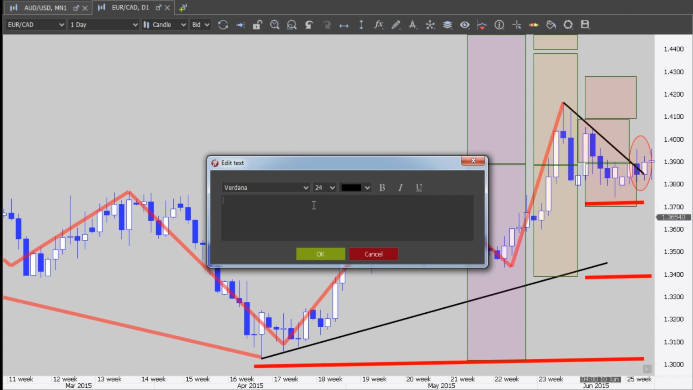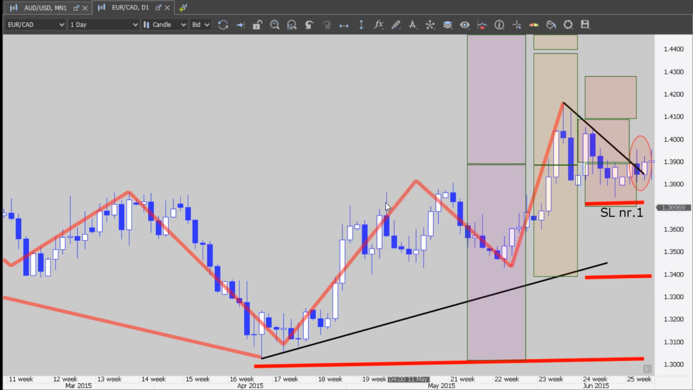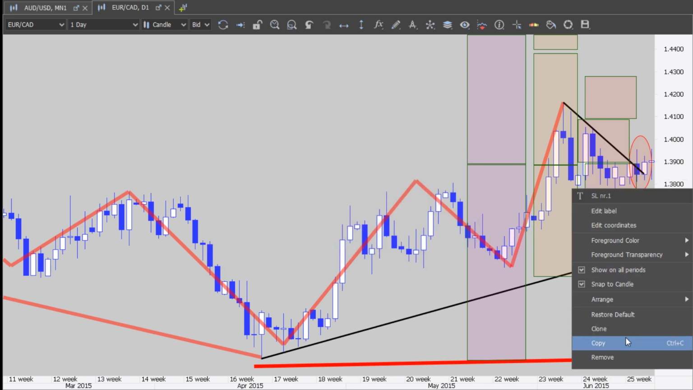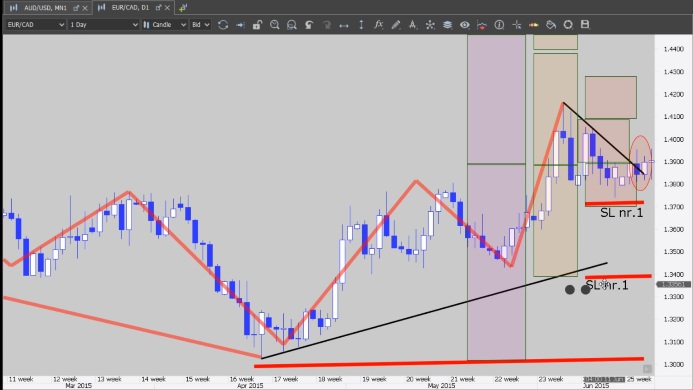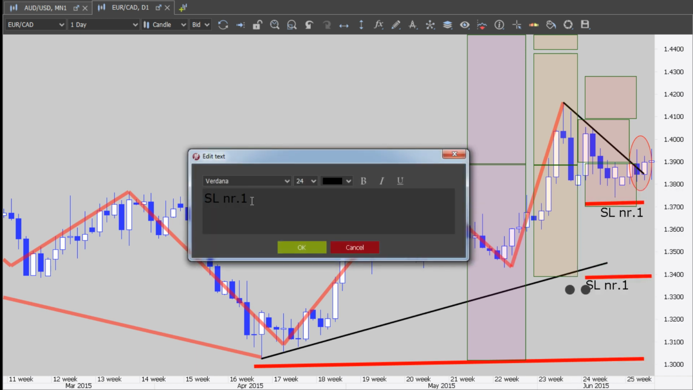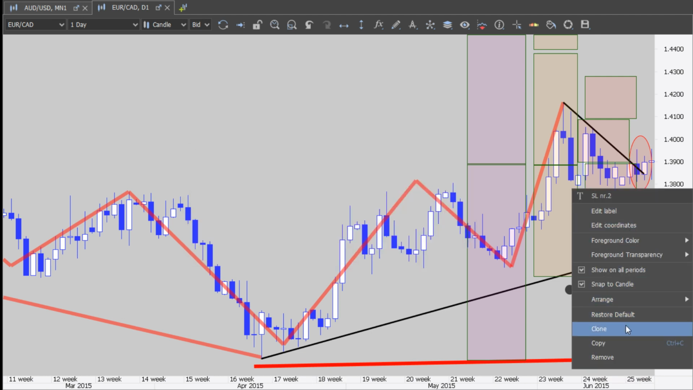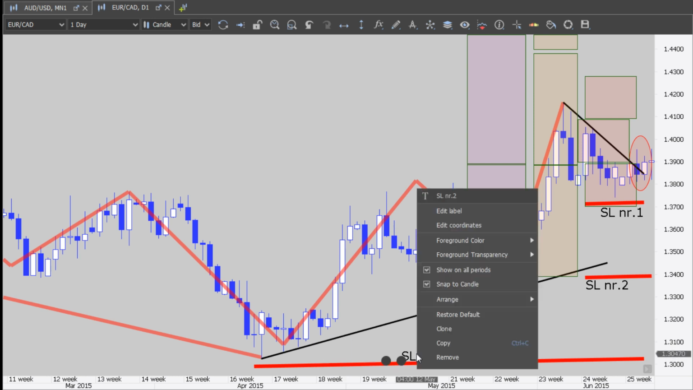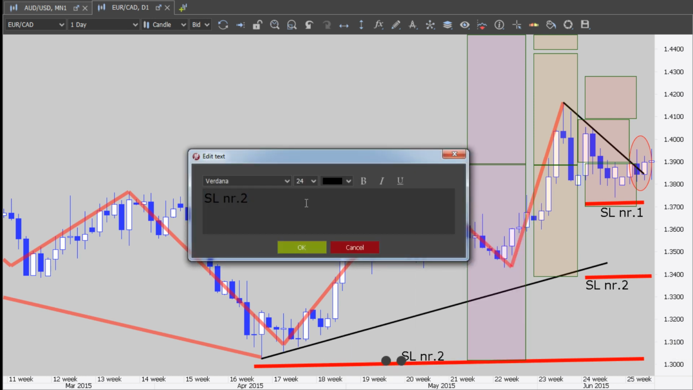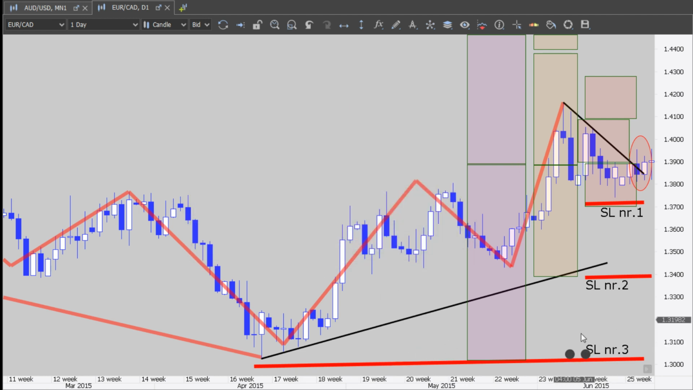So stop loss number 1 is going to be here, 15 pips below the candle. Stop loss number 2 is going to be below the uptrend line, and stop loss number 3 is going to be the structure. Remember, there is no right or wrong, don't be shy, and we are here to learn, okay? Let's make a poll. Who wants to take the stop loss number 1? Who wants to take the stop loss number 2? And who wants to take the stop loss number 3?